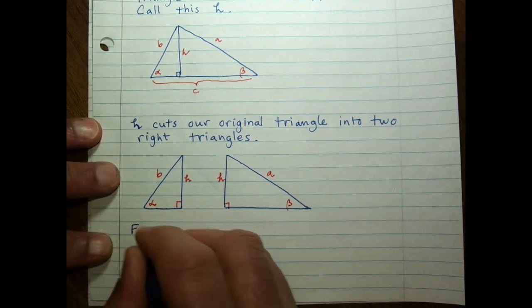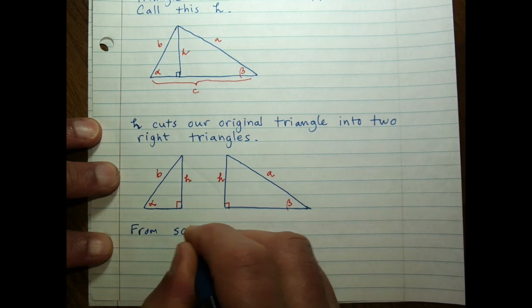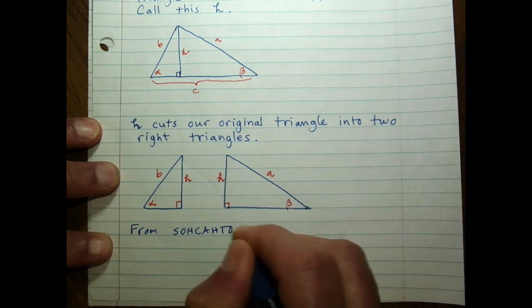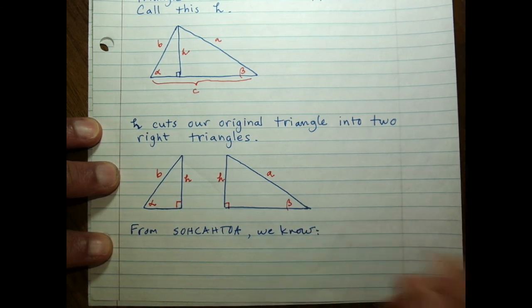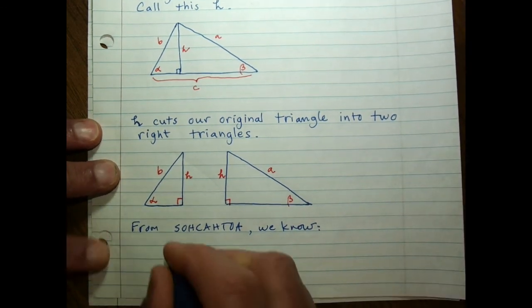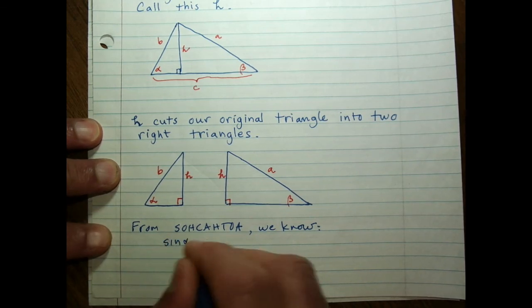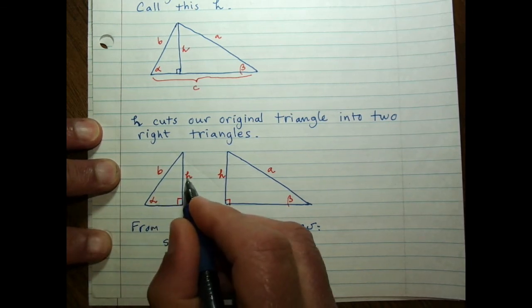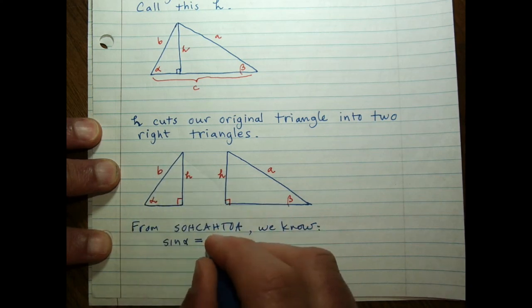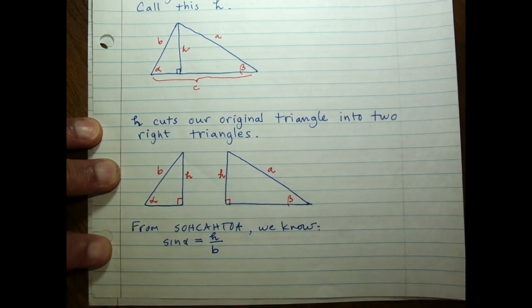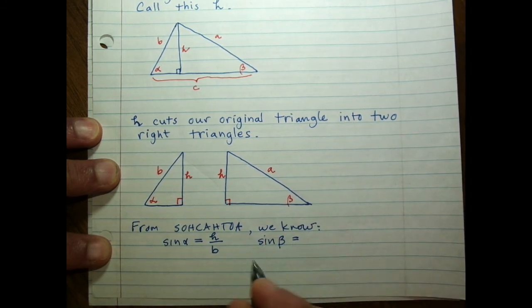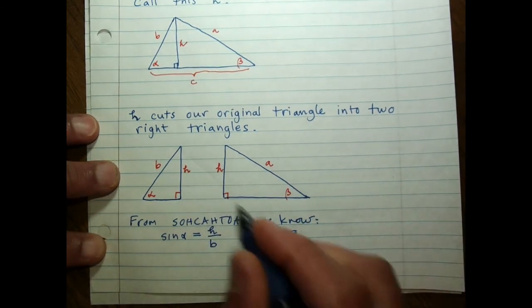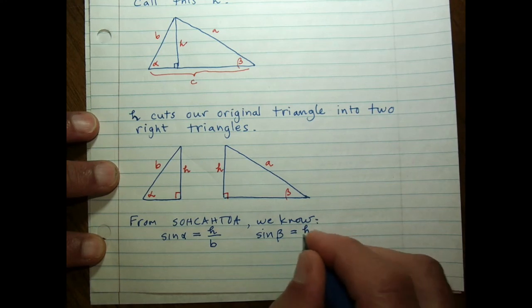Now from SOHCAHTOA, we know the following. We can say that sine of alpha is equal to opposite over hypotenuse of this right triangle, that's h over b, and sine beta is equal to opposite over hypotenuse in the other right triangle, well, that's h over a.